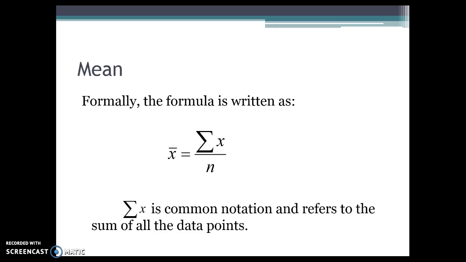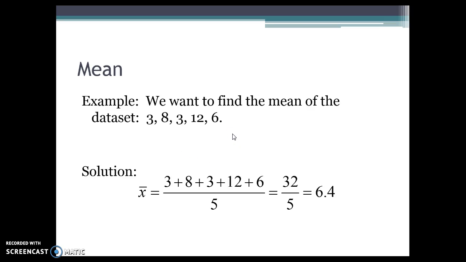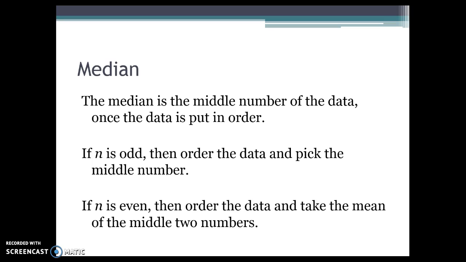If we're talking about the formula for X bar, that's the sum of the x's, which is what this symbol means here. This capital sigma x means take the sum of all the x's and divide by the sample size. I've got an example here, which I'll skip over.